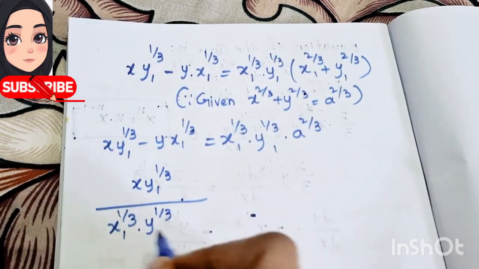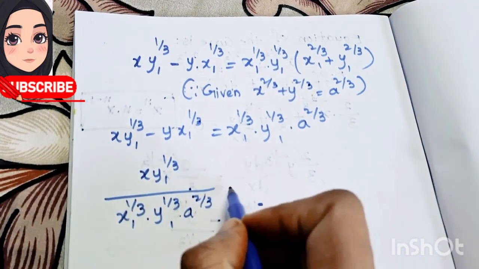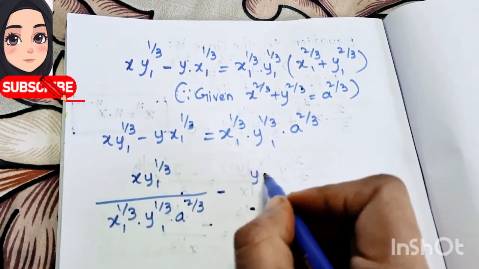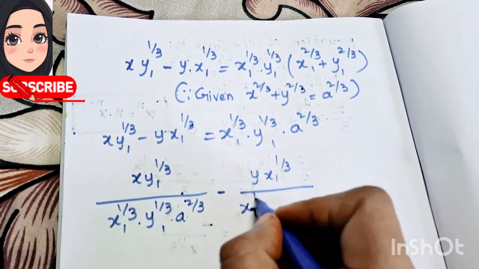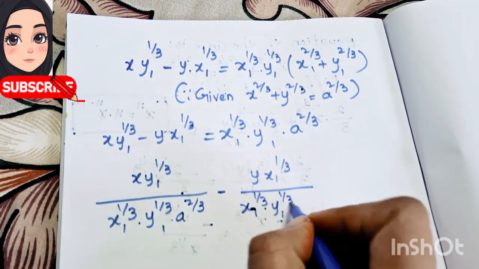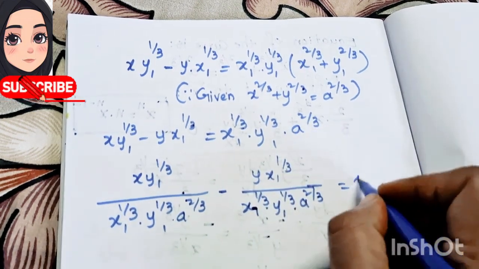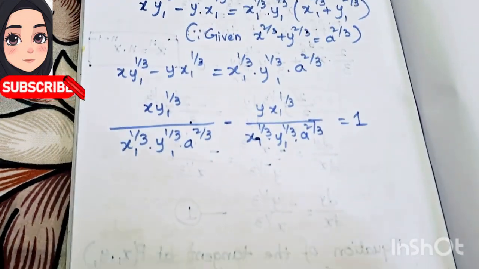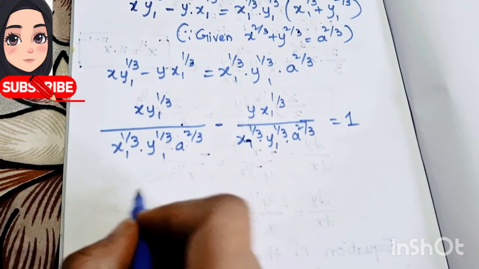What we have to do? Take this to this side, not the LCM, this comes to this side, and we have to write them as separated terms. Now x1^(1/3) y1^(1/3) into a^(2/3) is equal to what remaining on this side? 1. Okay, now what is this? 1 we got here.